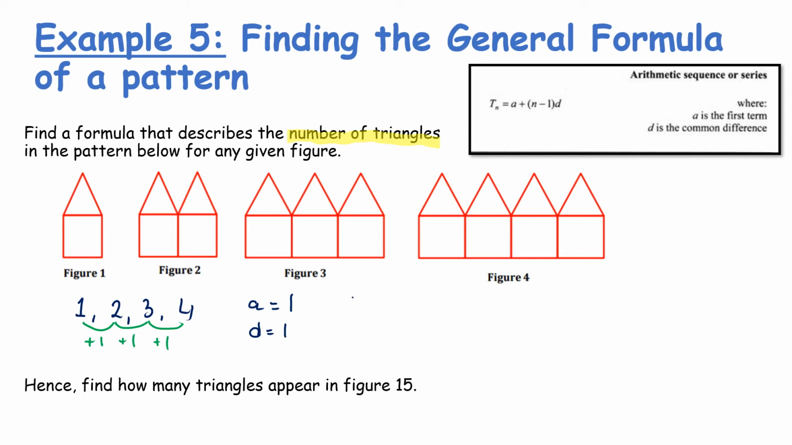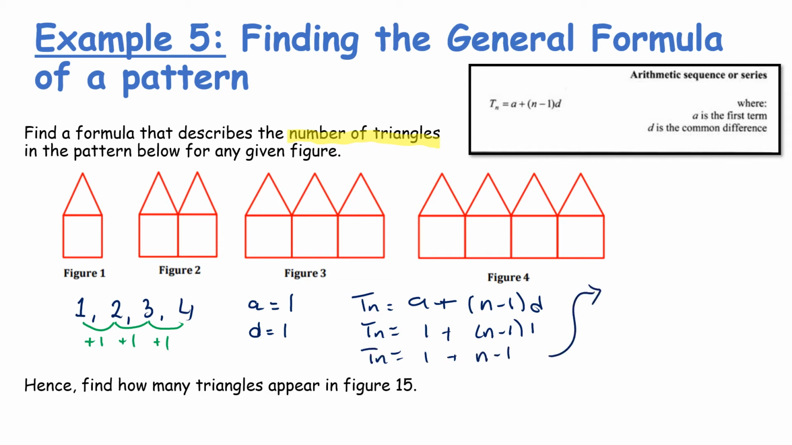I say Tn is equal to A plus n minus 1 times D. So Tn is equal to 1 plus n minus 1 times 1, which is 1 plus n minus 1. So my Tn is simply n. And you might see that in the first pattern there is 1 triangle, in the second pattern there is 2 triangles, and so on. So how many triangles appear in figure 15? We're asking for T15, which is simply 15. This question could also be asked as the total number of shapes, which would then change this because you're adding the little rectangle plus the triangle, so it would be 2, 4, 6 and so on.